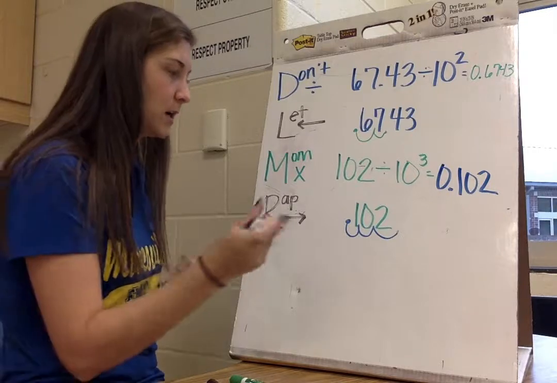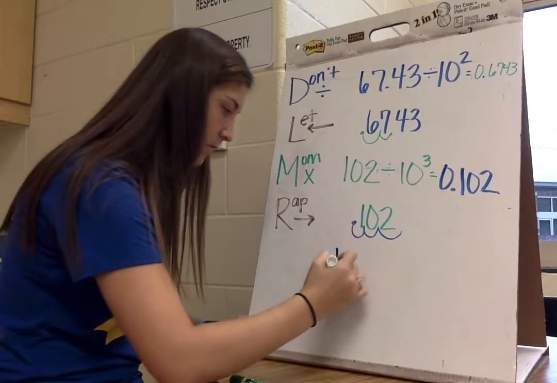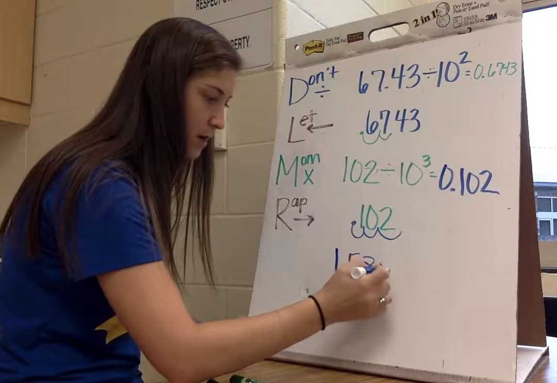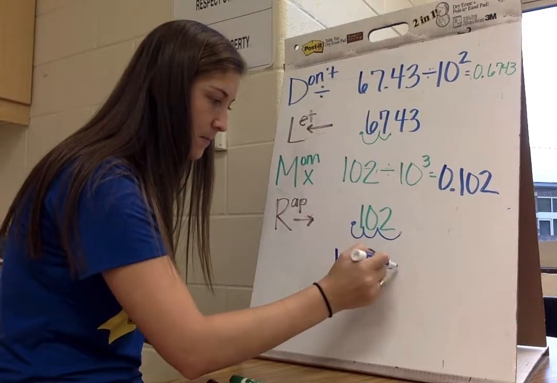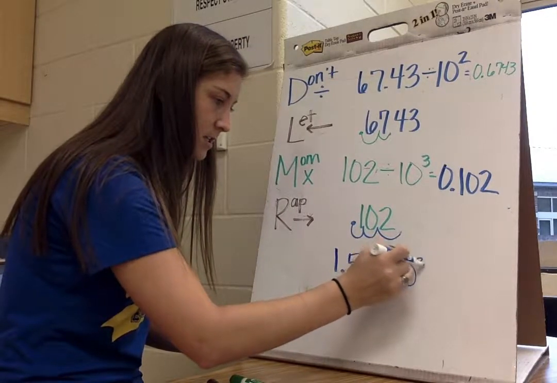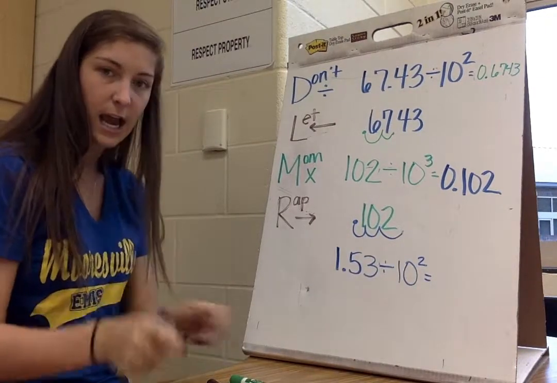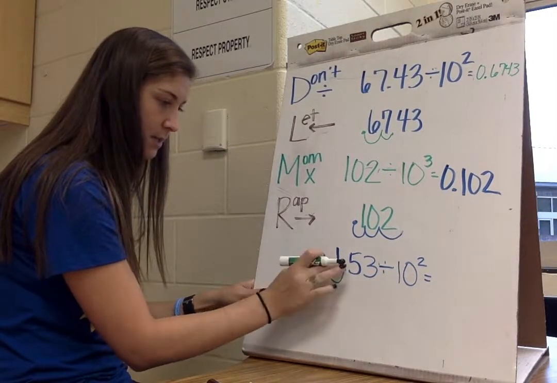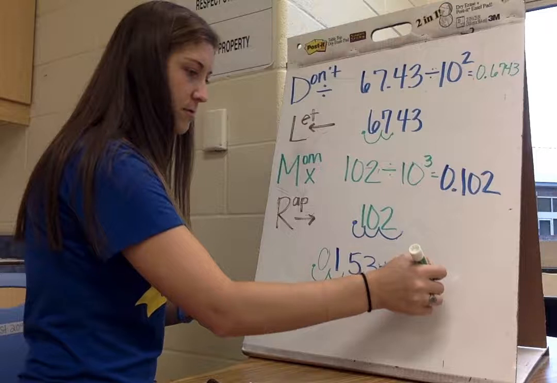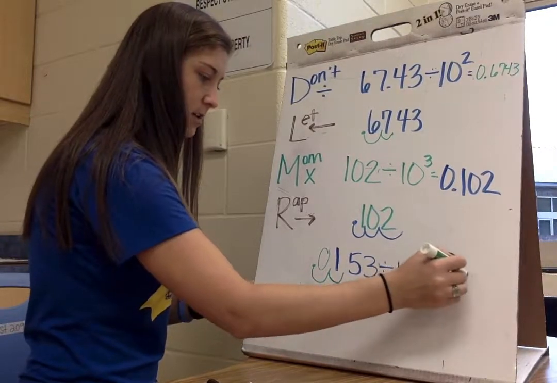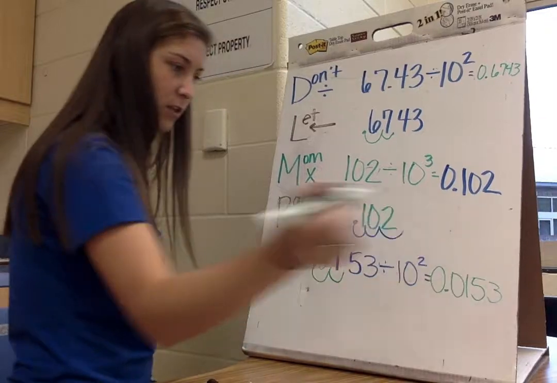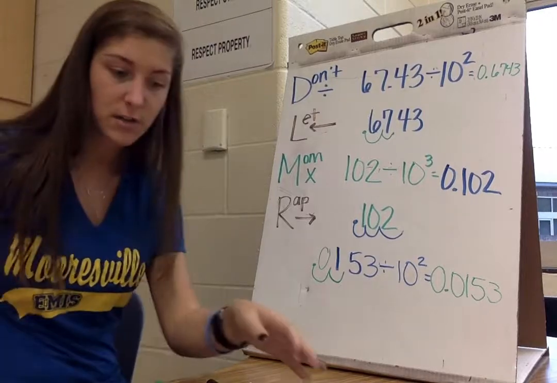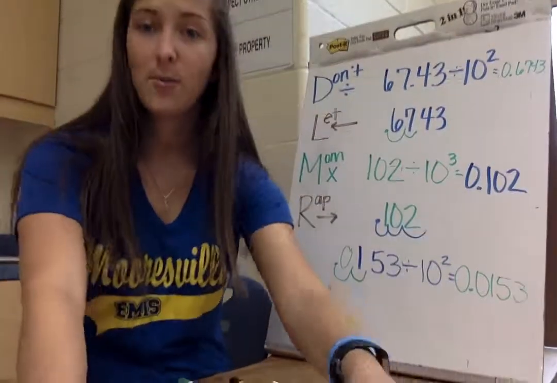You can do one more here on the bottom. If I had 1.53 divided by 10 to the second, again, I have to take that decimal, starting there, and move it twice. Once, twice. Here's my new decimal. I have to add a 0, so therefore my new answer is 153 ten-thousandths. Okay? Please make sure that if you have questions, you do ask, but I hope that this video helped you.